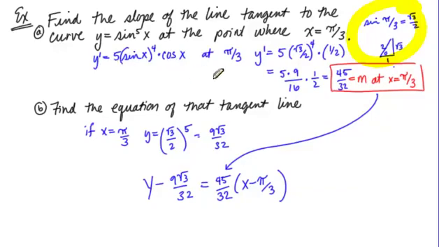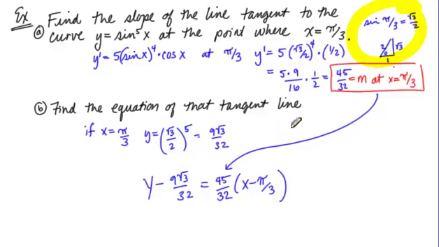We've got to evaluate that at pi over 3, so we need to plug in a pi over 3 everywhere we see an x, and when we do that, we get this, and that simplifies to 45 over 32. You should be able to do all of this without a calculator. If you're reaching for your calculator, put it away, force yourself to do this without a calculator. When you get this 45 over 32, that's your slope. So you've gotten the slope.